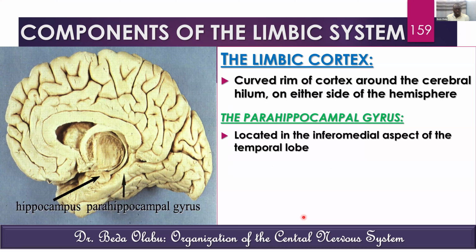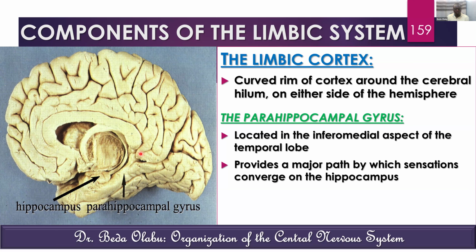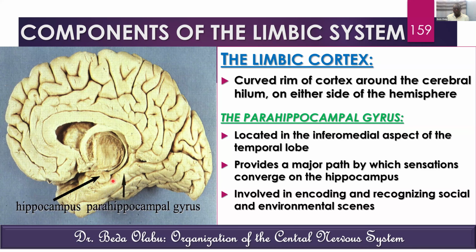The other gyrus we talk about is the parahippocampal gyrus, located in the inferior middle aspect of the temporal lobe. So this is the parahippocampal gyrus, continuous with the cingulate gyrus through its isthmus there. Parahippocampal gyrus provides a major path by which sensations, or let's say information from the rest of the brain, converge to the hippocampus. It's an important part for that because hippocampus will be somewhere here, so the information comes through there. It is involved in encoding and recognizing social and environmental scenes.